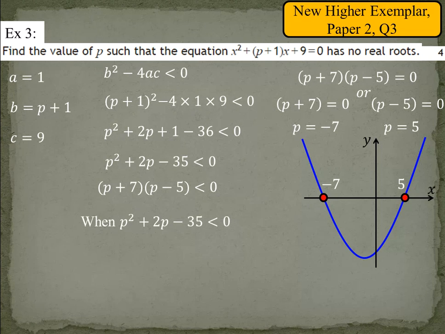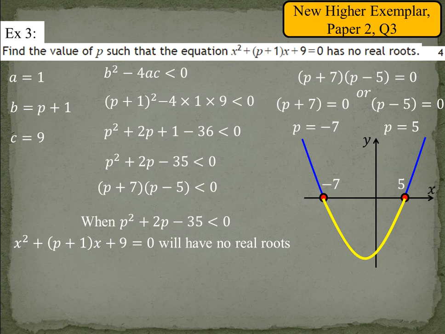We are looking for when p squared plus 2p minus 35 is less than 0. So that's the area highlighted in yellow, not including minus 7 and 5. If p squared plus 2p minus 35 is less than 0, it will cause x squared plus (p plus 1)x plus 9 to have no real roots. It's one continuous interval, so p will need to be greater than minus 7 but less than 5. When that's the case, you will get a discriminant that's less than 0, which will therefore mean x squared plus (p plus 1)x plus 9 has no real roots.